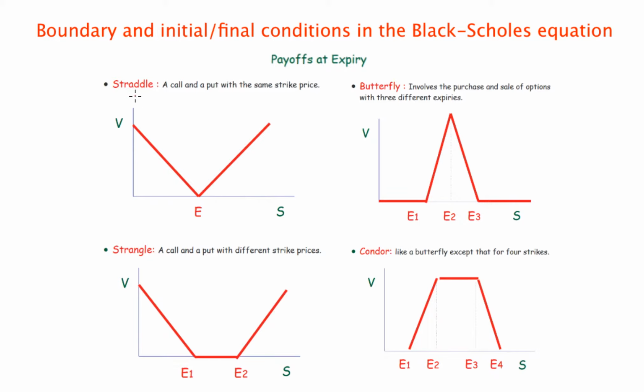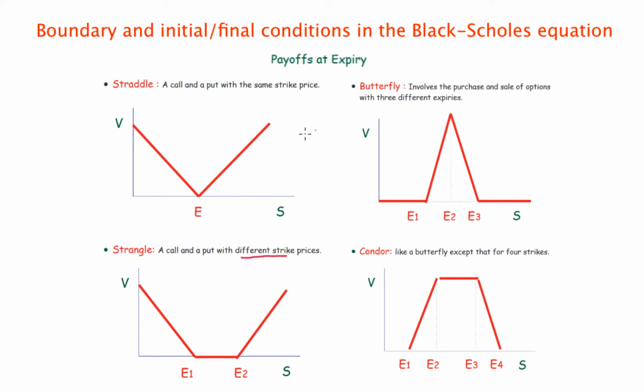For example, here we have another four. This is a straddle, which is a call and a put with the same strike price. A strangle, for example, is a call and a put, but in this case with different strike prices, which are going to be given by this form. Here we have a butterfly, which involves the purchase and sale of options with 3 different strike prices. A condor is like a butterfly, but in this case we have 4 different strike prices. Of course, you can build any payoff you can imagine.